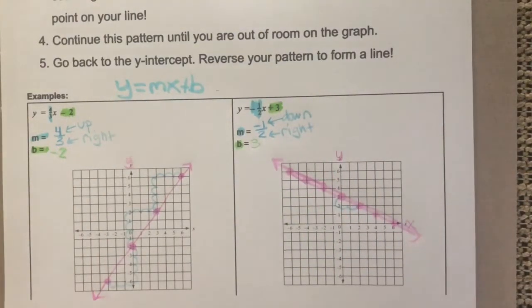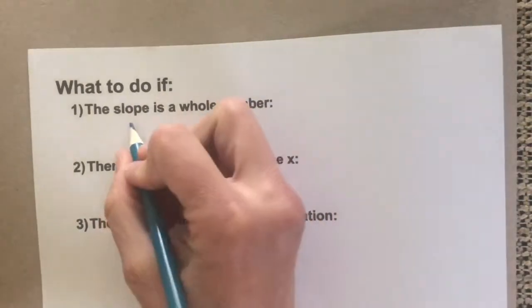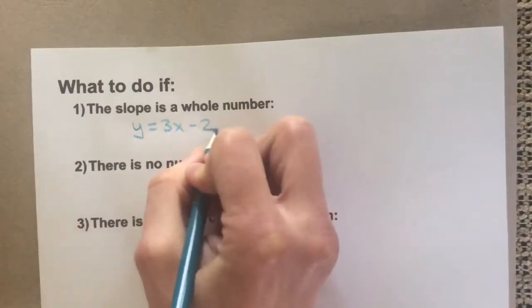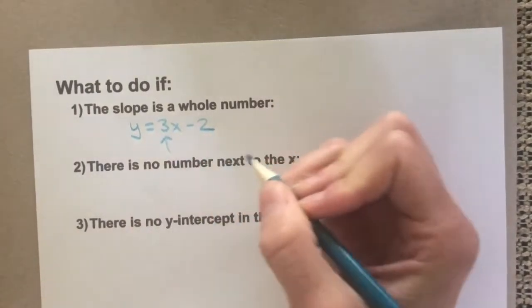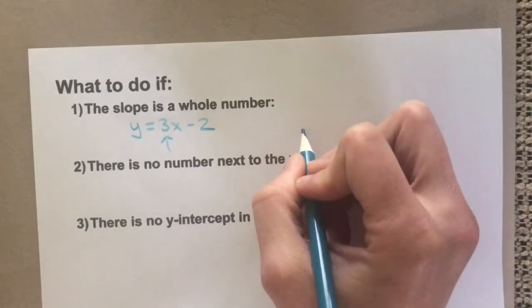So just to reiterate, you're going to start with your y-intercept and then use your slope as the directions of how to get to the next point. What to do if your slope is a whole number. So if you were given the equation y equals 3x minus 2, the 3 is still your slope, but remember our slope is telling us the rise and the run.